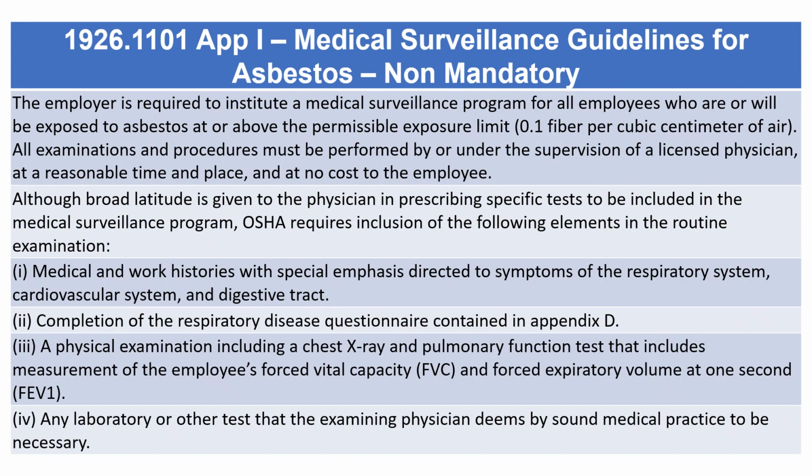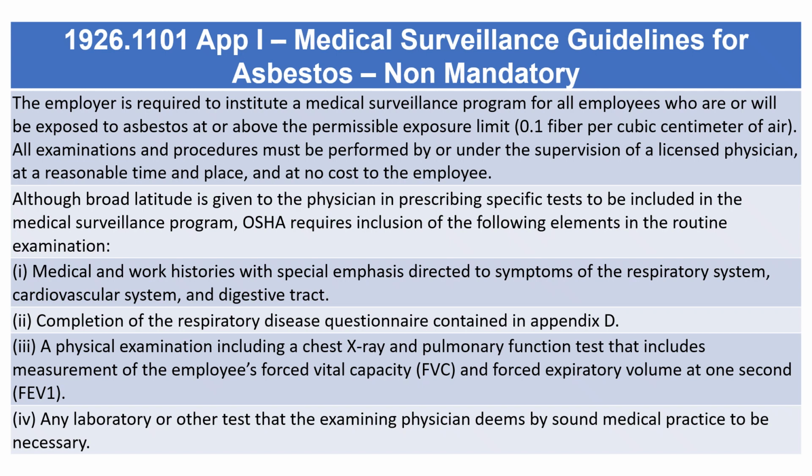The employer is required to institute a medical surveillance program for all employees who are or will be exposed to asbestos at or above the permissible exposure limit, 0.1 fiber per cubic centimeter of air. All examinations and procedures must be performed by or under the supervision of a licensed physician, at a reasonable time and place, and at no cost to the employee. Although broad latitude is given to the physician in prescribing specific tests to be included in the medical surveillance program, OSHA requires inclusion of the following elements in the routine examination.